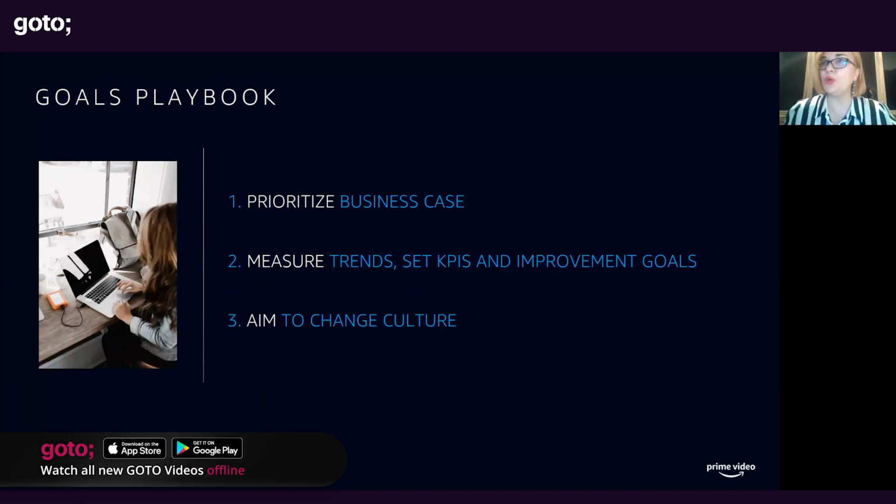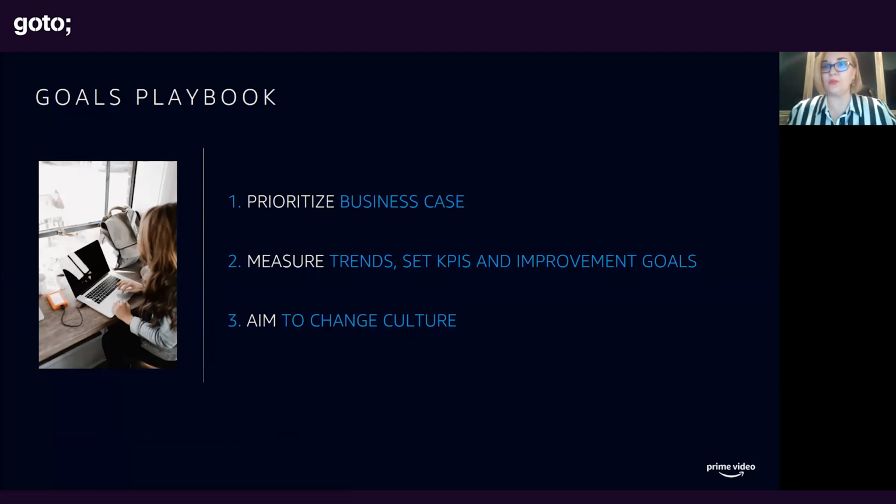And this is where you could engage with your business partners and say, here are the launches that are coming up. Here are the things that we're going to do. Which one is the most important?